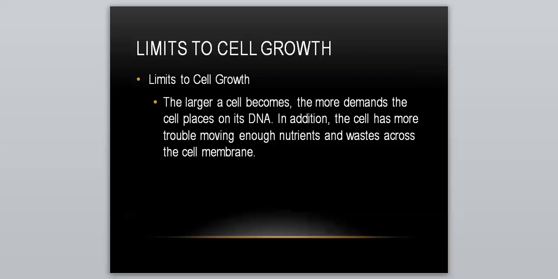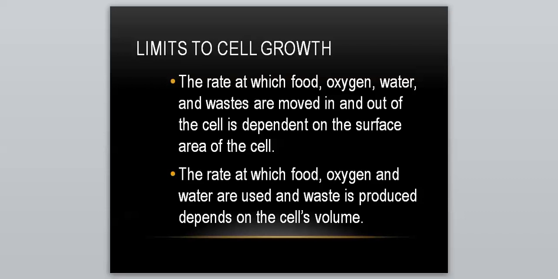They're that way for a reason, because if they become too large, it'll put too much demand on the DNA, and it'll have trouble getting nutrients and waste across the cell membrane. So there's a reason why it is small, and those things right there put a limit on why our cells are so small. And the rate at which oxygen, water, and waste are moved in and out of the cell is dependent on the surface area of the cell. So that's a very important concept we're going to look at, the surface area.